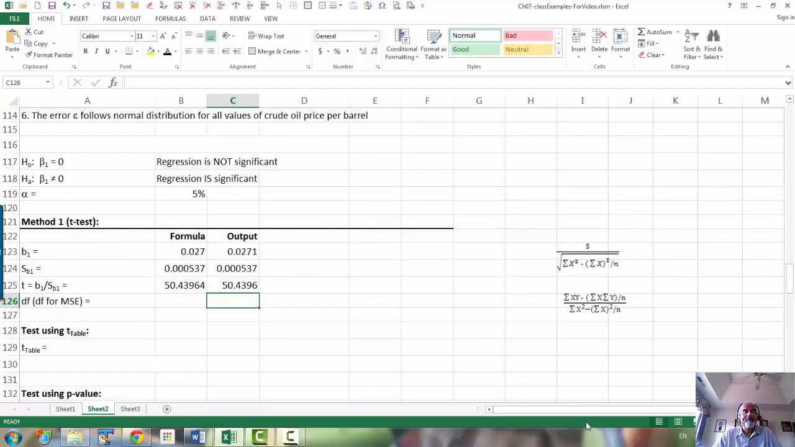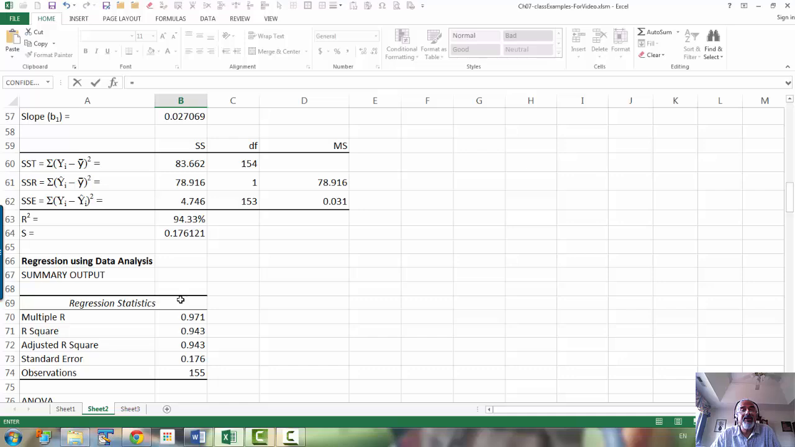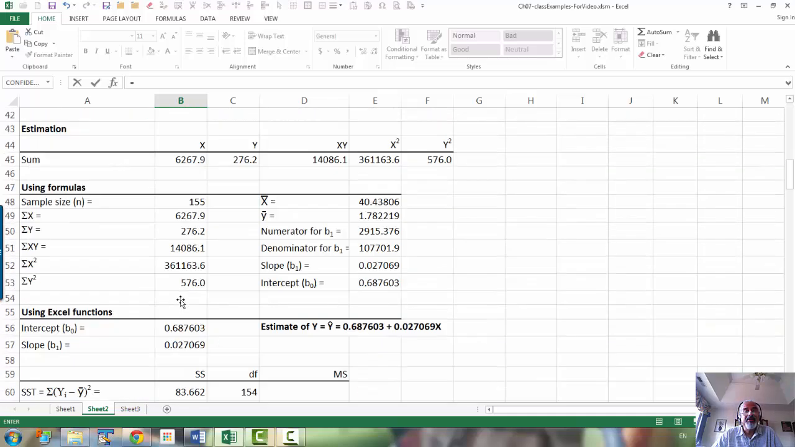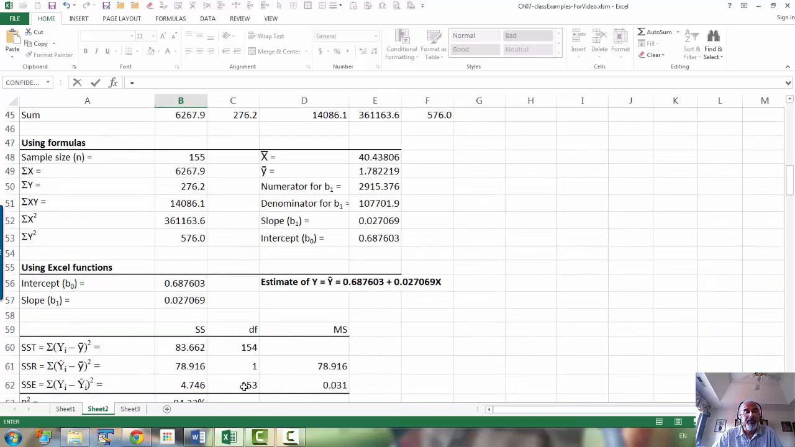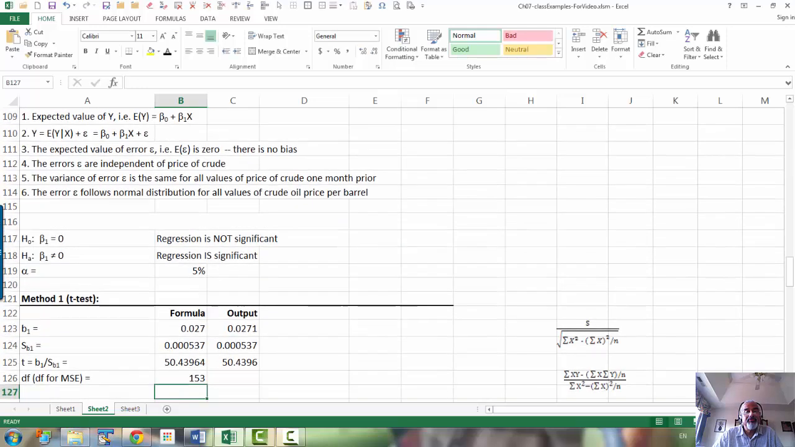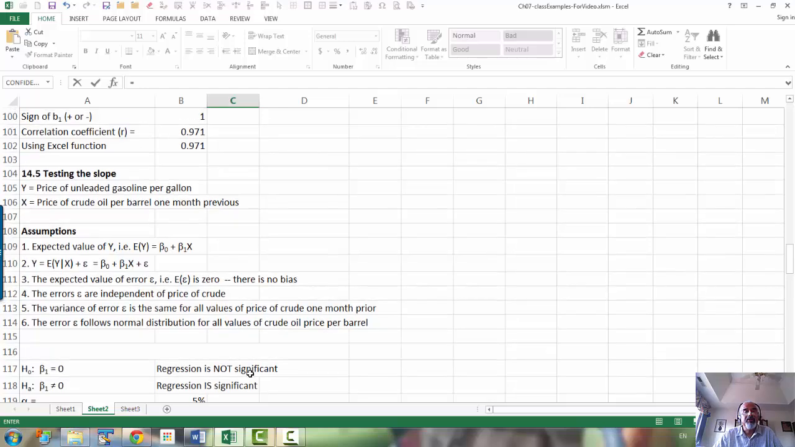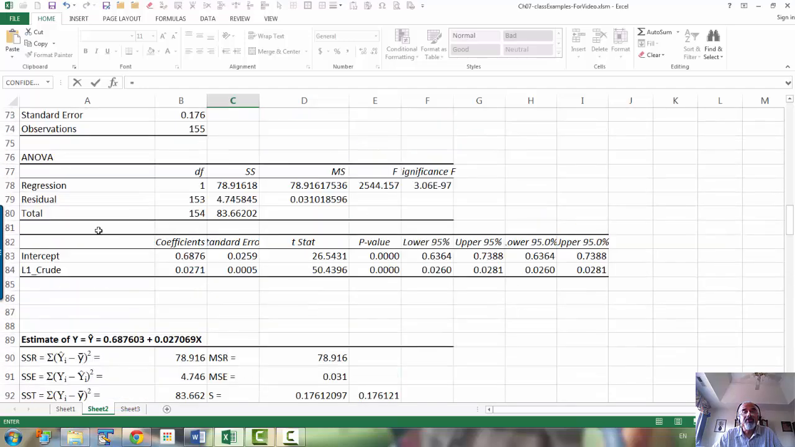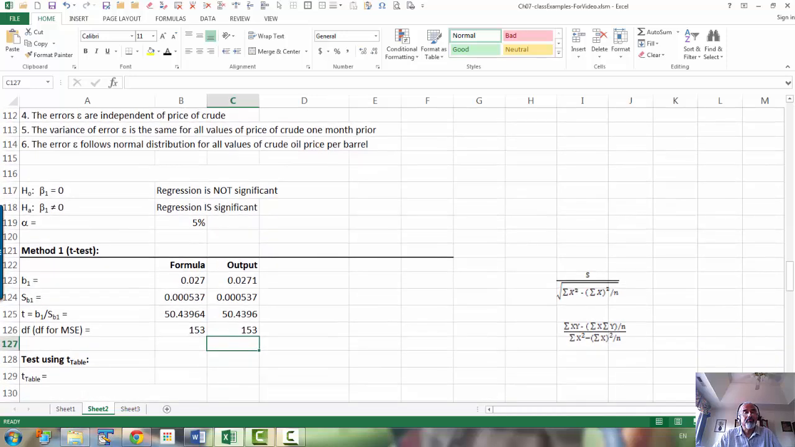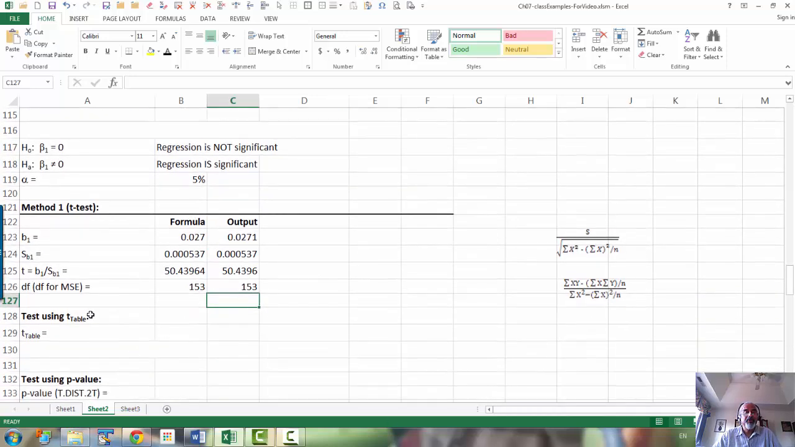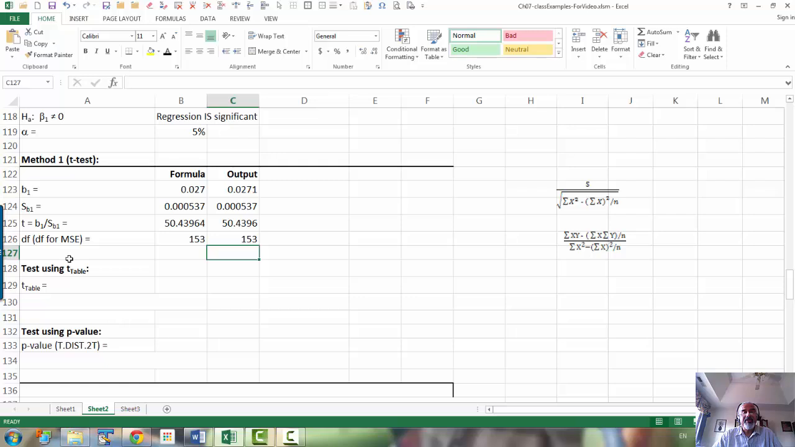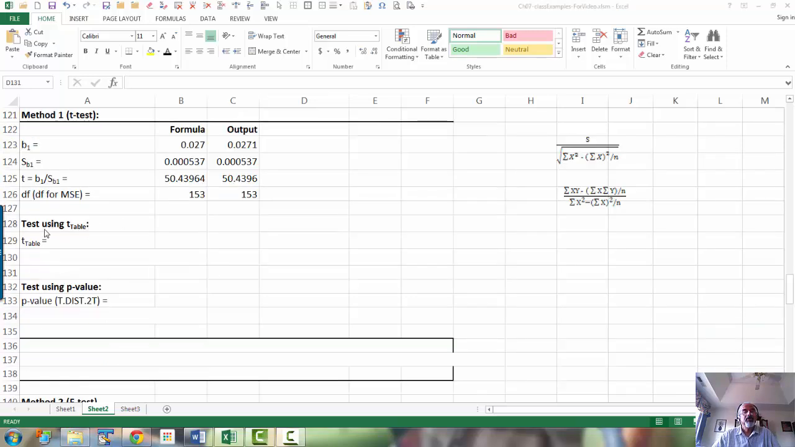Now the degrees of freedom is always from MSE. So MSE degrees of freedom is that. And again, regression output also gives you the degrees of freedom. So here is the degrees of freedom. With this, we should be able to complete the test.